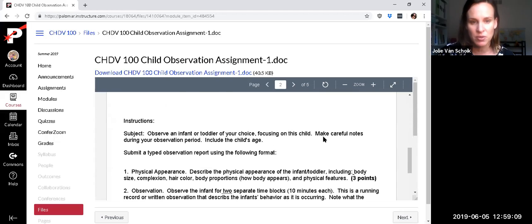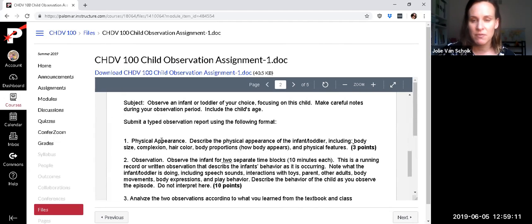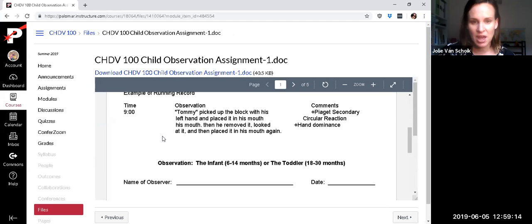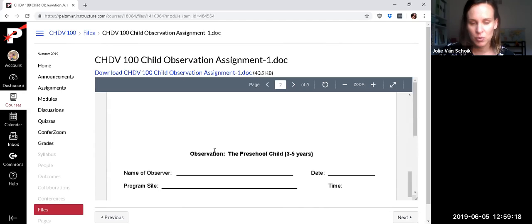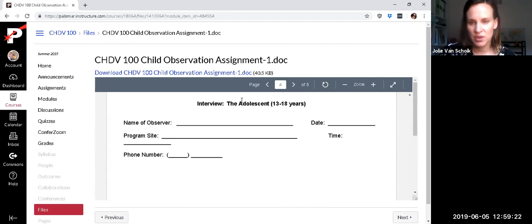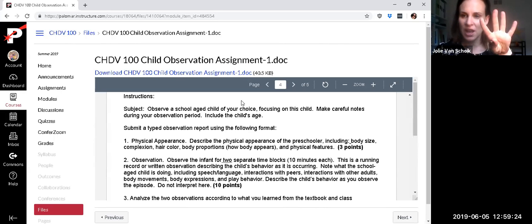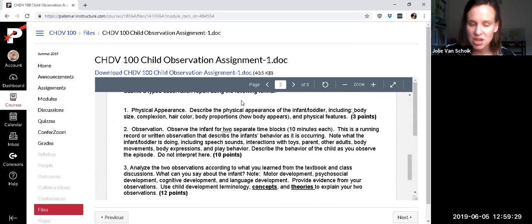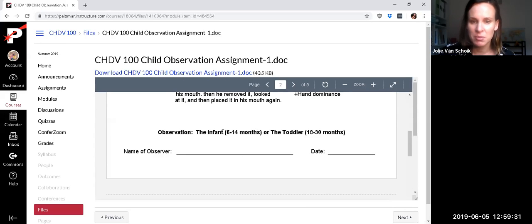Because the most important thing is that you then follow this template that we have. So here's infant, toddler, preschool, school-age child, and your interview with an adolescent. So once again, there's 4 categories. You're only picking 2. So let's say you were looking at Tommy, who's a little baby. So what I'm going to do is follow this template that is right here.